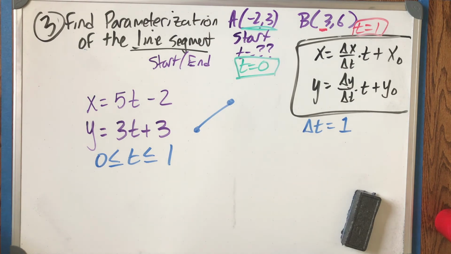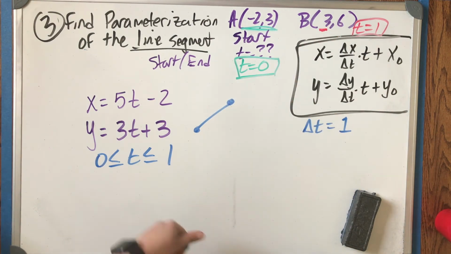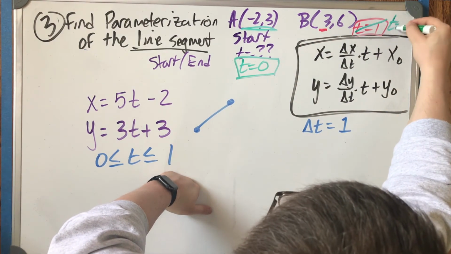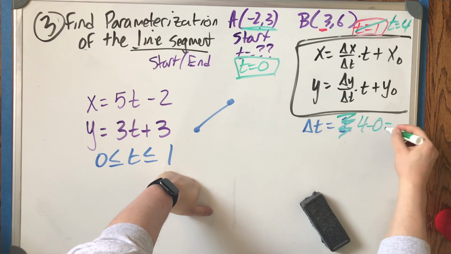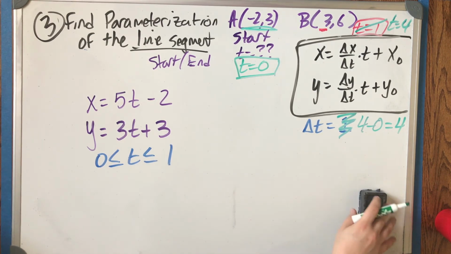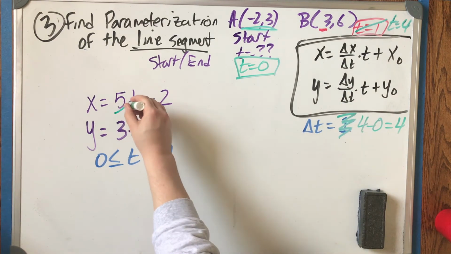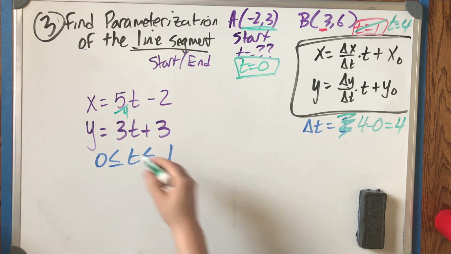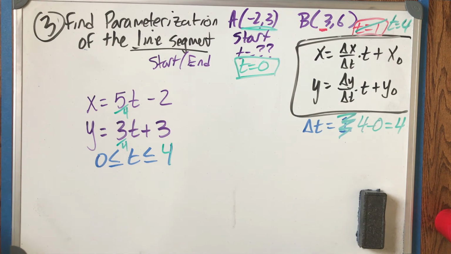So for part 3, they change things up. They now say that we want to make sure that A starts at 0 and that B does not end at 1, but that B ends at t equals 4. So that's going to change our delta t, which is now going to be 4 minus 0, or just 4. And over here, it's going to change our equations as well, but very subtly, because all we have to do now is just add the delta t as no longer being 1, but being 4. So I can just divide that by 4, and divide this by 4, and then change the interval to make it go from 0 to 4 now. And that's actually it. It's done.